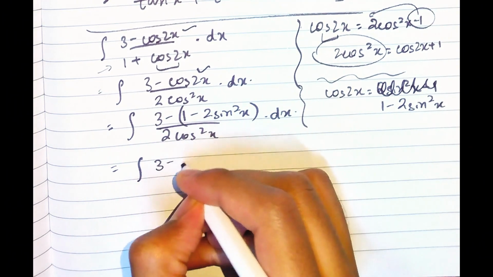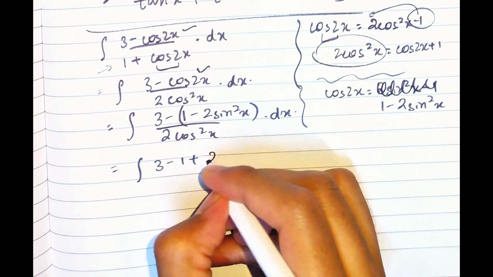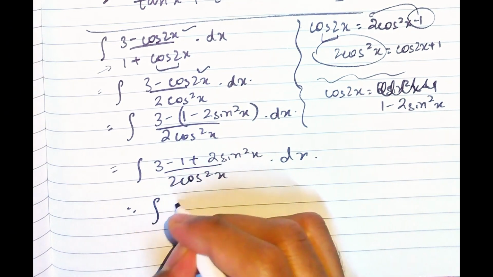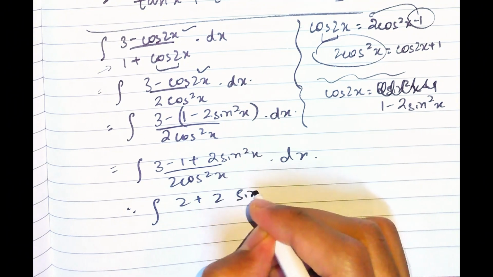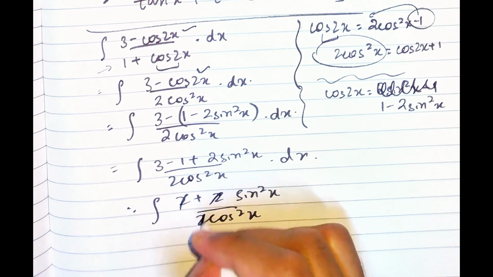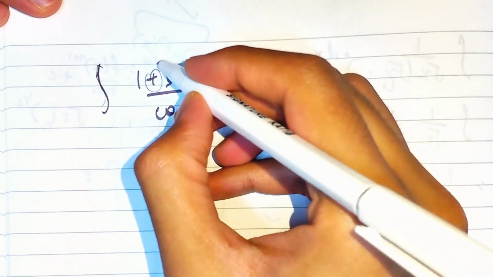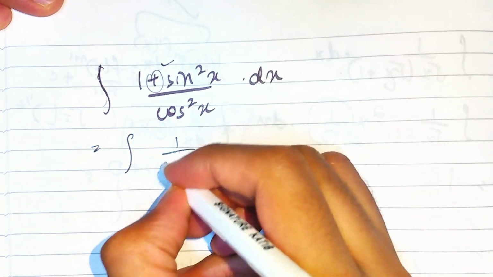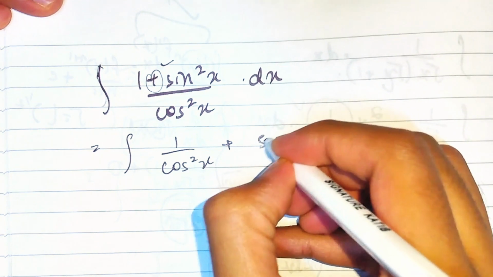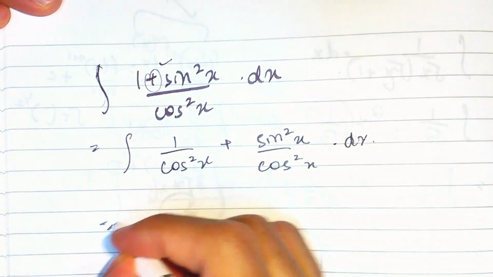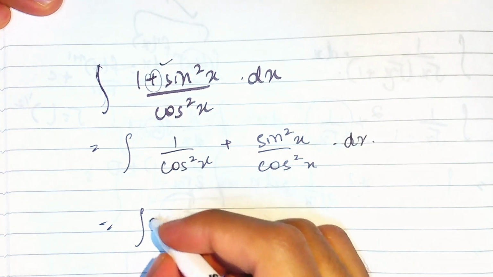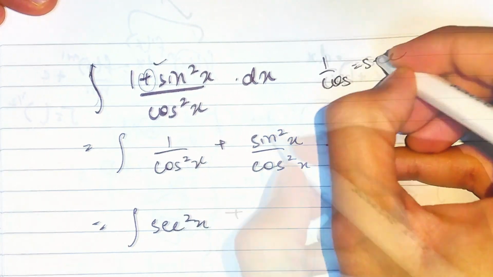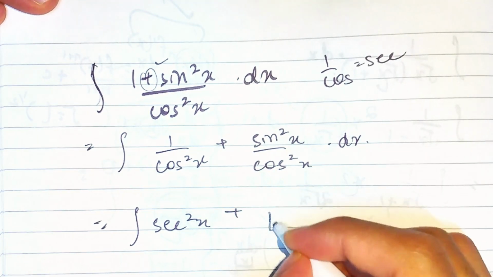We have 3 minus 1, minus minus plus 2 sine square x. Now 3 minus 1 is 2, plus 2 sine square x. This 2 can be cancelled, dx. Now these terms are being added, so we can separate them. So we have 1 divided by cos square x plus sine square x divided by cos square x, and now we can simplify them. 1 divided by cos square x will be secant square x, because 1 divided by cos is secant. Sine square x divided by cos square x will be tangent square x.